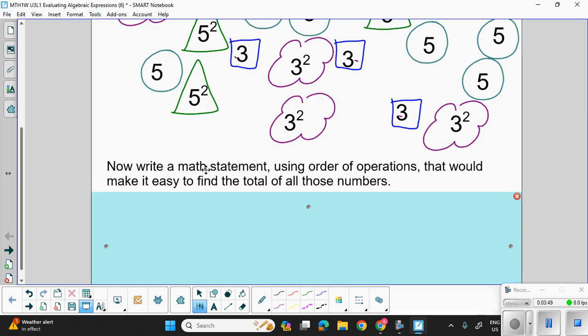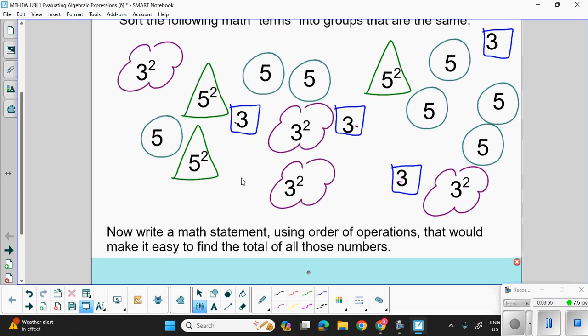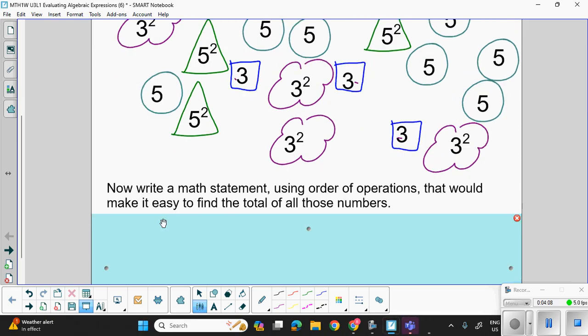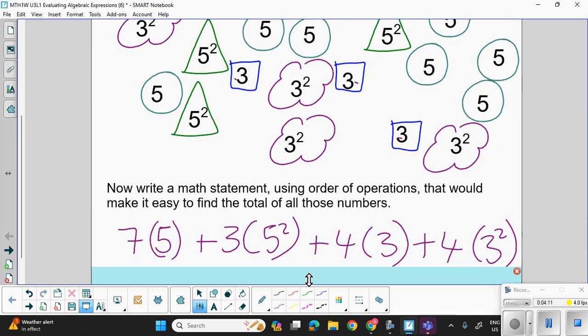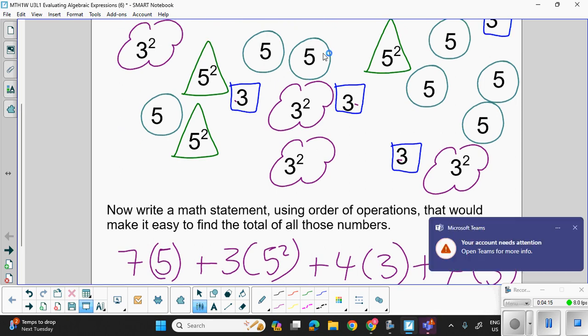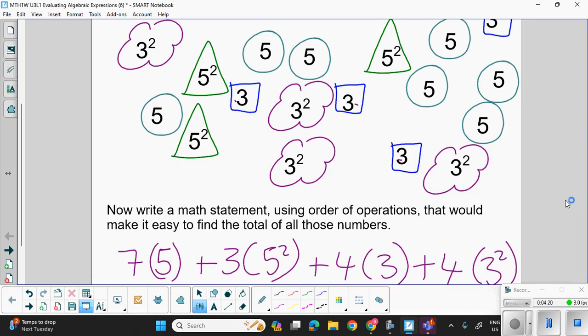Now if I try to write a math statement using order of operations that would make it easier to find the total of all those sums, I could go 3 squared plus 5 squared plus 5 plus 5 plus 5 squared plus 5, and I'd be entering an awful lot of things in. So an easier way would be, and I have this actually done for us already, the number of just 5s. Those are the circles. So I have 1, 2, 3, 4, 5, 6, 7. So I have 7 5s.